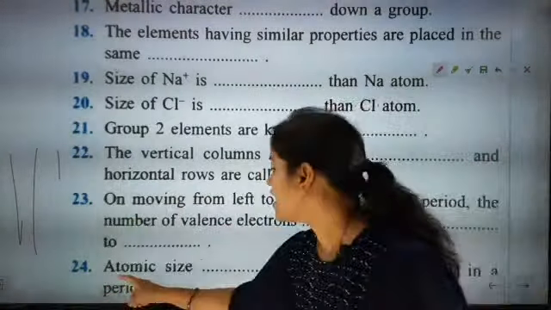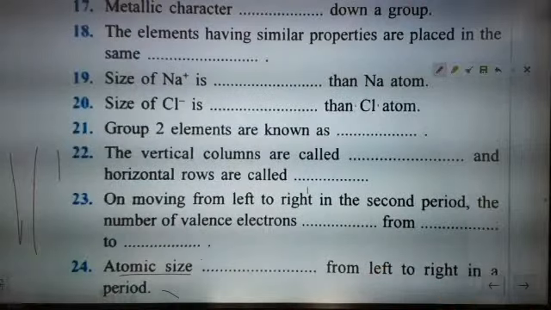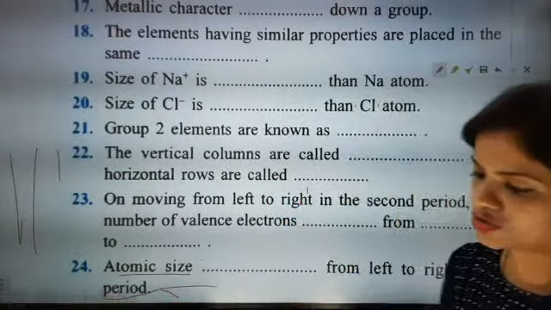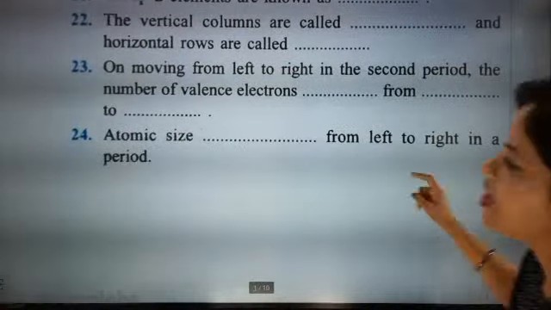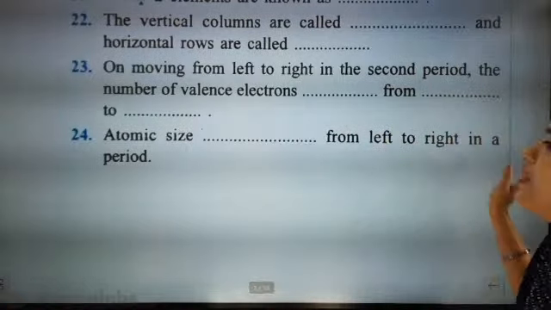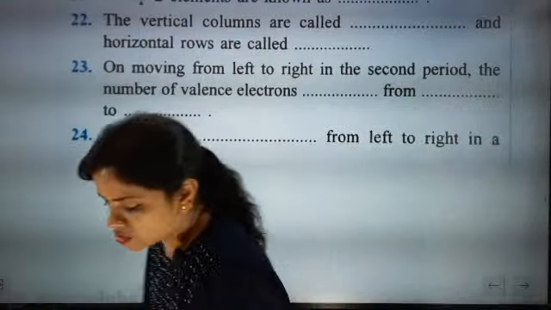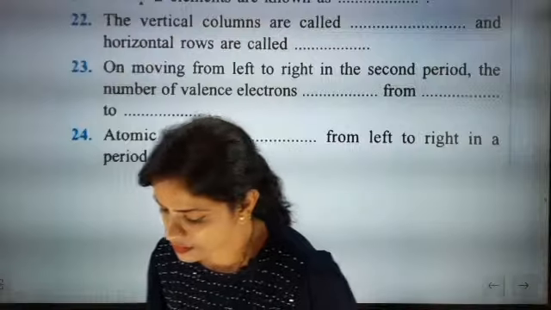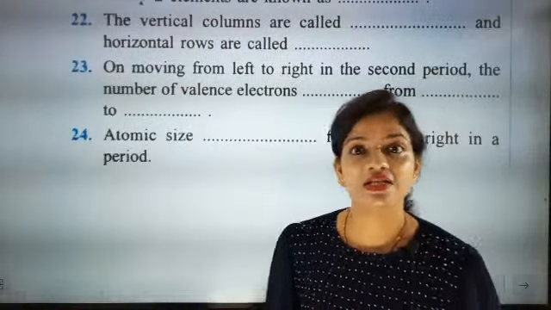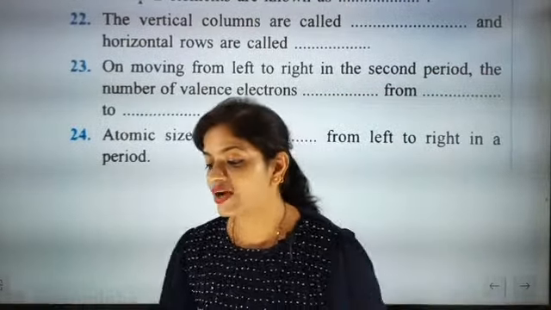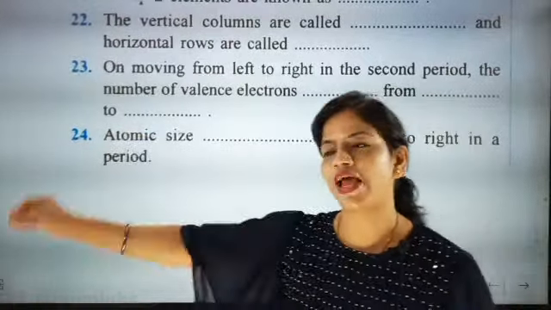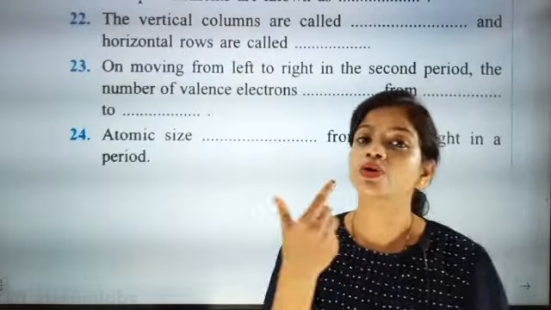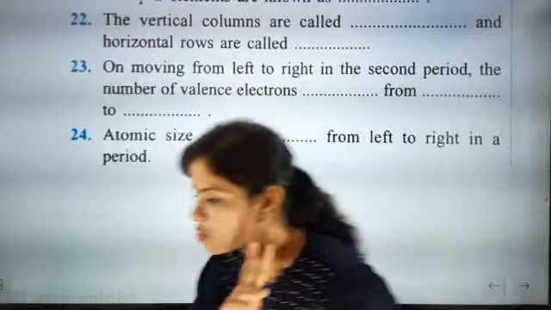Now the next question is: atomic size dash from left to right in a period. This question belongs to you. Atomic size dash to dash when going from left to right. Yes, you can write like that also, beta. These are open questions. That's why I told you, you can write 1 to 10, or 1 to 7, increases from this particular element. You can talk about that, because they have discussed the second period, Rashmi. It's an open question.